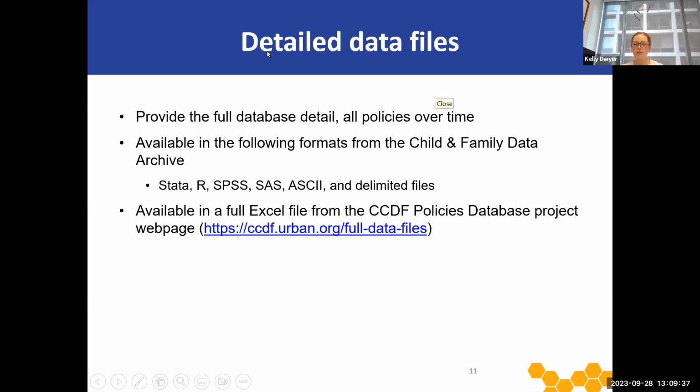So you might be wondering what the data files are. They provide the full database detail, allowing users to access all of the information that has been coded in the database over time. Files for each policy category are available in multiple formats from the Child and Family Data Archive. Some of these formats are listed on the screen. As you can see, they are available for a variety of statistical program packages. Additionally, users can access an Excel file on our project website, which was dropped here in the chat, that provides the full set of policy categories as well.